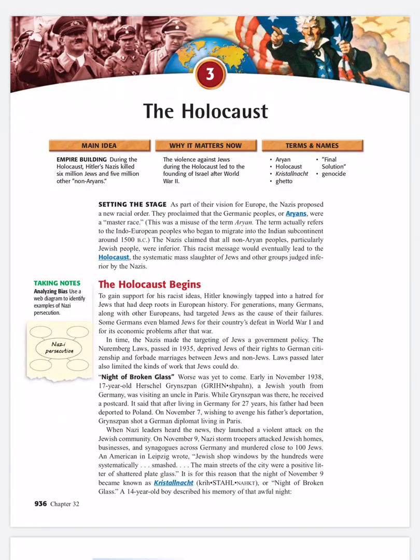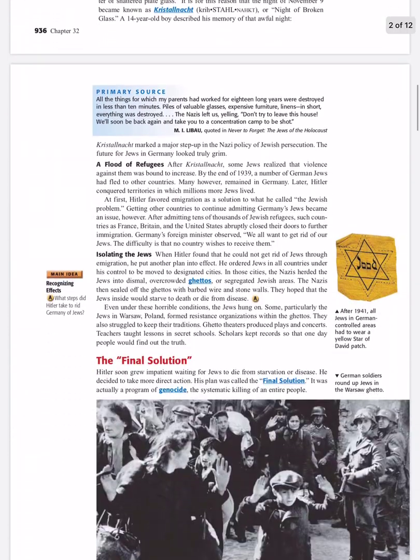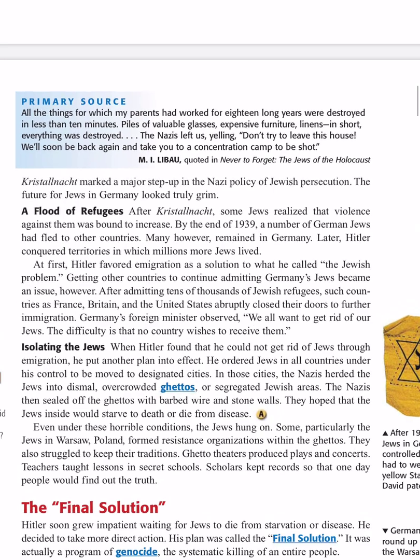So this is going to be a primary source, guys. "All the things for which my parents had worked for 18 long years were destroyed in less than 10 minutes. Piles of valuable glass, expensive furniture, linens, in short, everything was destroyed. The Nazis left us yelling, 'Don't try to leave this house. We'll soon be back and take you to a concentration camp to be shot.'" So this is M.I. Libau, quoted in Never to Forget: The Jews of the Holocaust.